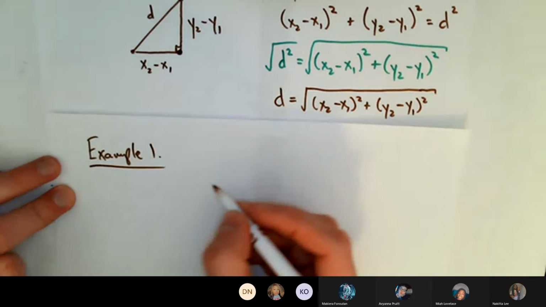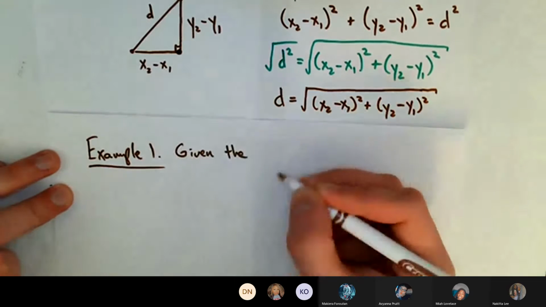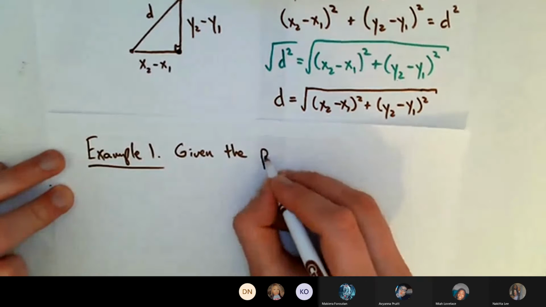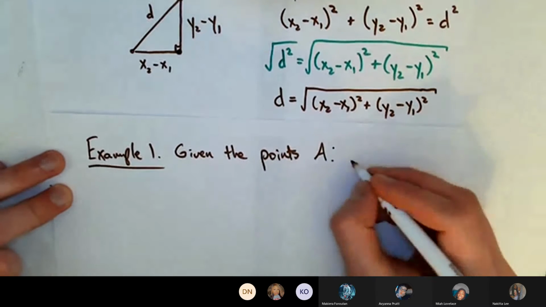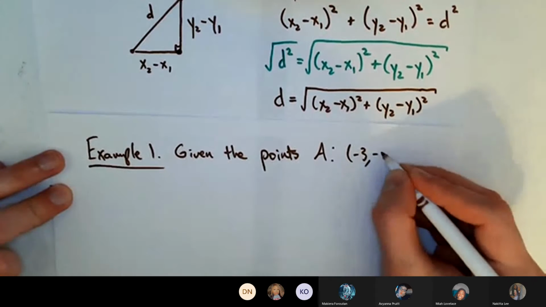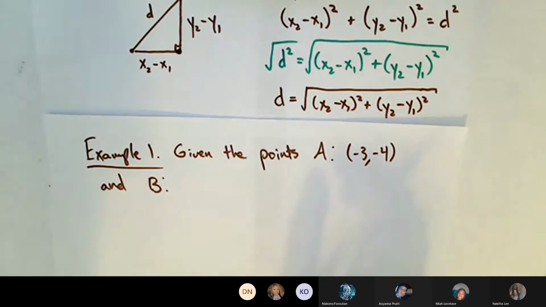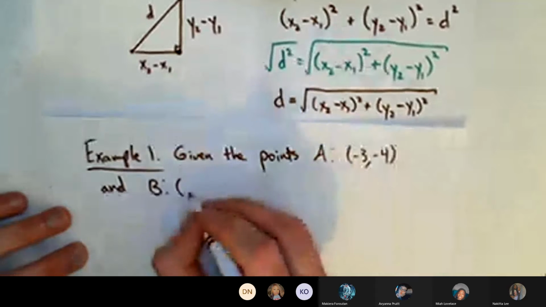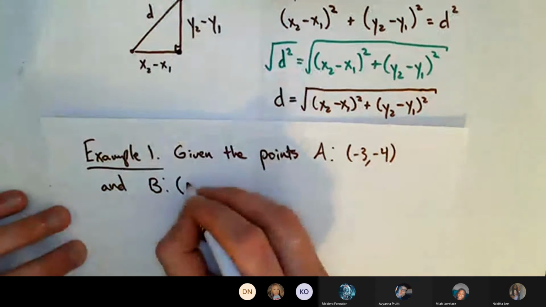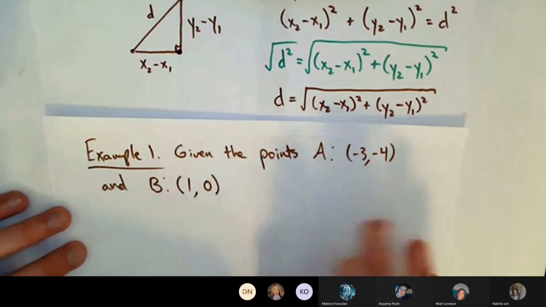Let's put all this together. So this example will probably eat up the rest of our time, and that's okay. Given the points, and let's just name them in case we need to talk about them. We'll call the first point A, (-3, -4), and B, I'm going to make it work out to be a not nice answer. So let's say, okay, I'm sorry, I'm thinking (1, 0).